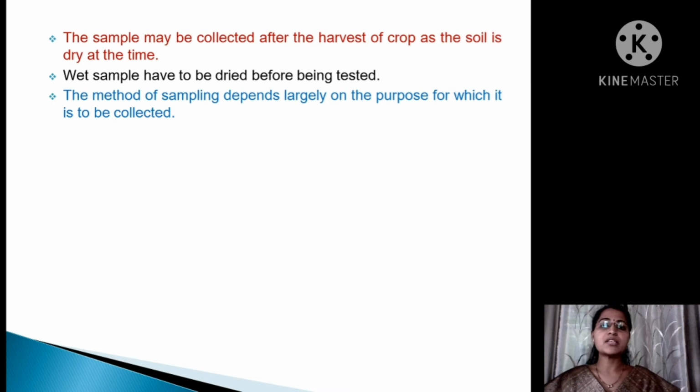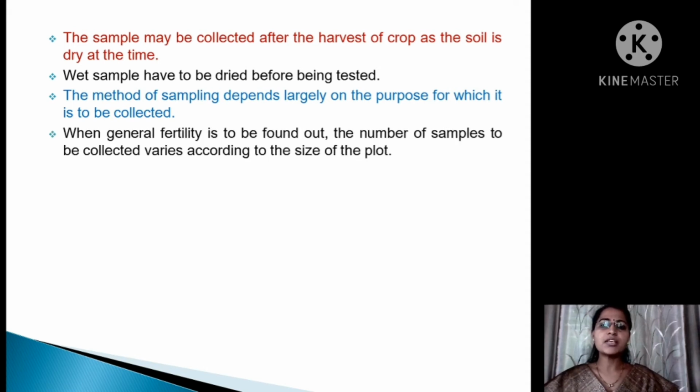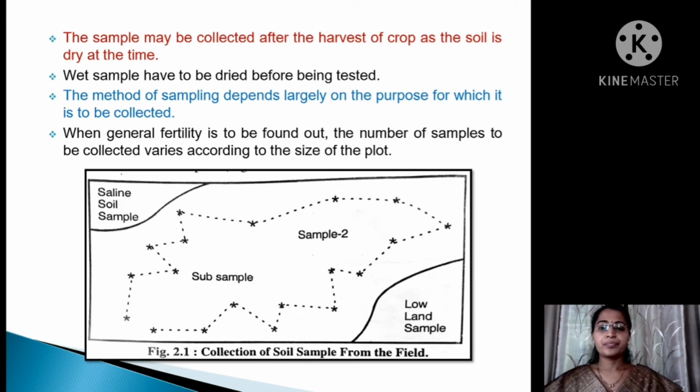The method of sampling depends largely on the purpose for which it is to be collected. When general fertility is to be found out, the number of samples to be collected varies according to the size of the plot. Now see the collection of soil sample from the field. Suppose the square-like soil we have and we want to collect the sample. Now the stars or the marks located on the various portion of the soil is marked like this, and then we collect the samples from all these points.